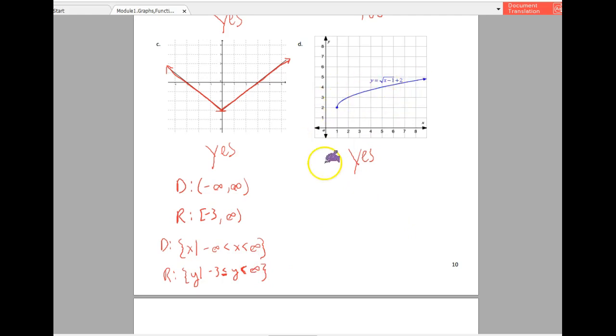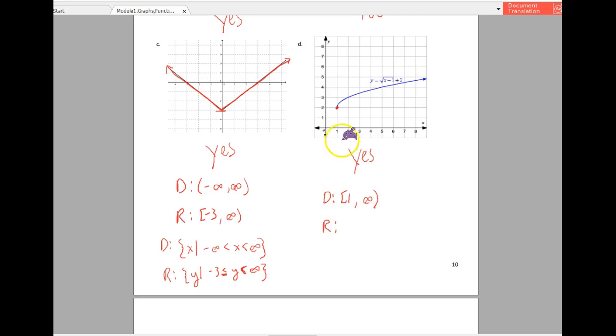Alright, here I've got a square root function. I've actually given you the whole equation here, but let's just talk about the domain and range. Domain, how far left and right? So the furthest left I see is right there, which is at 1. And since I've got a closed circle here, I'm including 1 as part of my answer. And then I'm going right forever, so up to positive infinity.